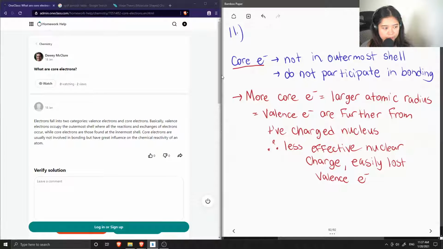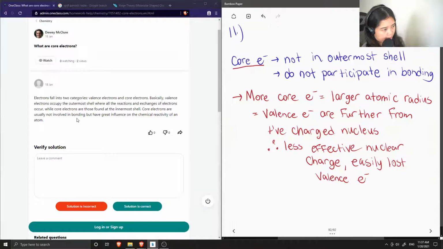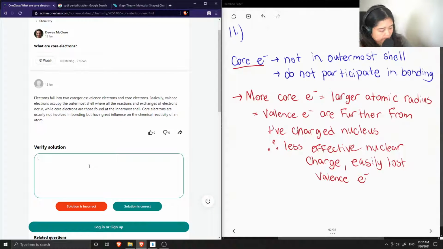Okay, so the junior tutor said that electrons fall into two categories, valence electrons and core electrons. Basically, valence electrons occupy the outermost shell, where all the reactions and exchanges of electrons occur, while core electrons are found at the innermost shell. They're usually not involved in bonding, but have a great influence on the chemical reactivity of an atom. Yep, so this solution is correct.